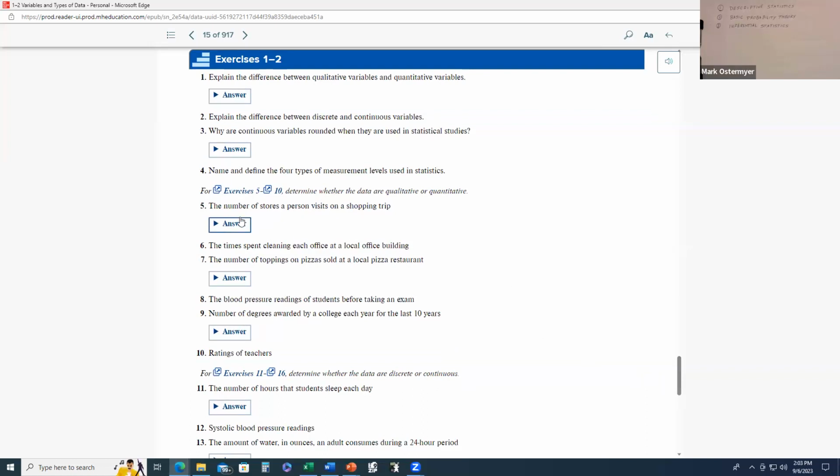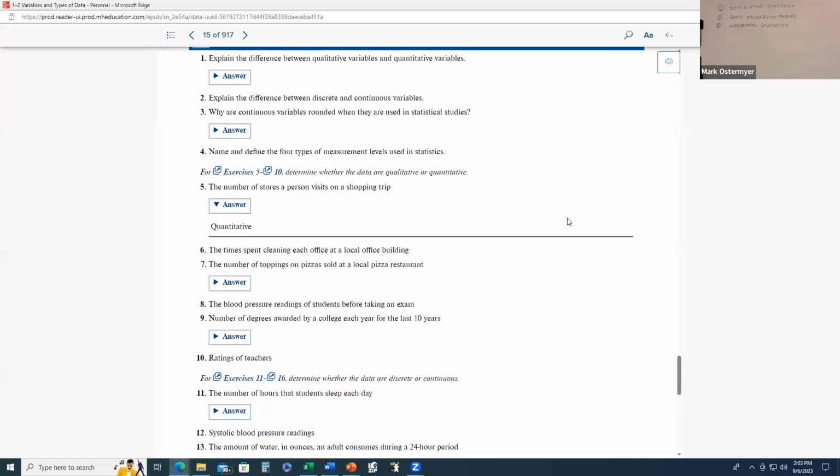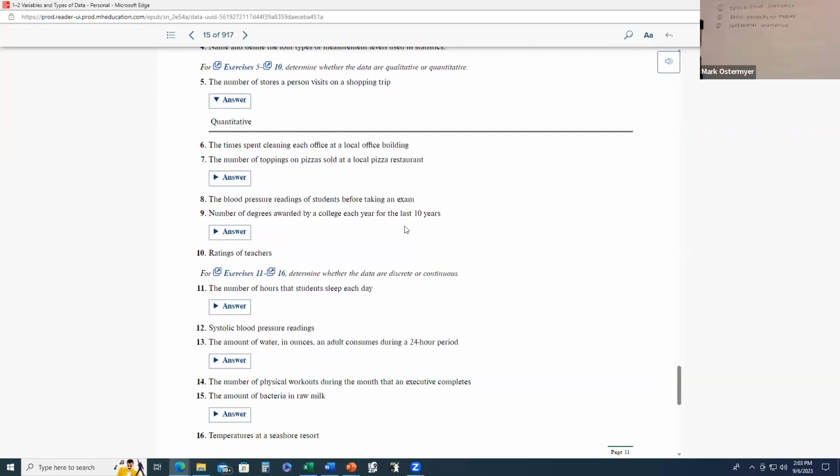All right. Problem number 5. Determine whether the data is qualitative or quantitative. The number of stores a person visits on a shopping trip. Do you think that's quantitative or qualitative? Quantitative. Quantitative, you got it. Yep, makes sense. All right.